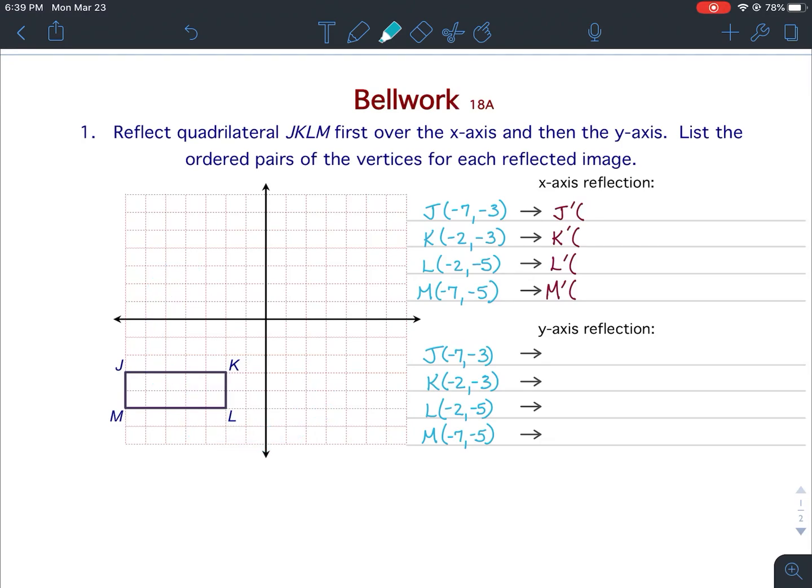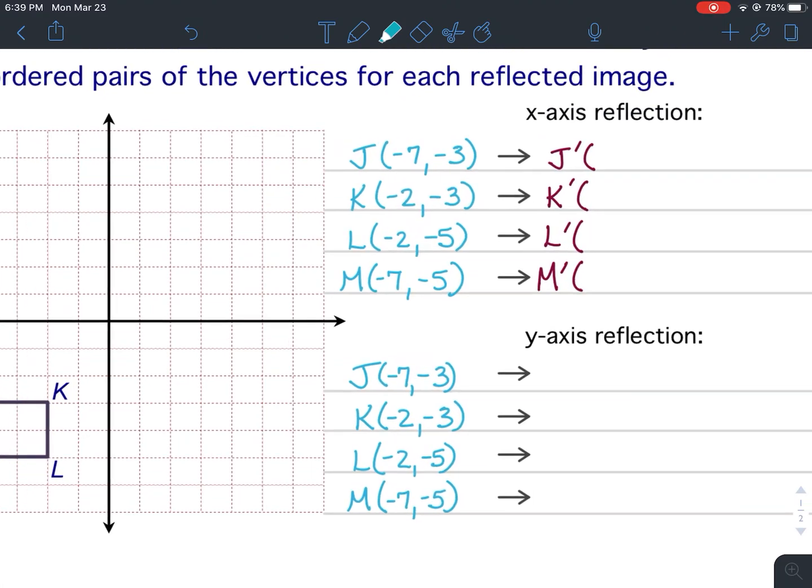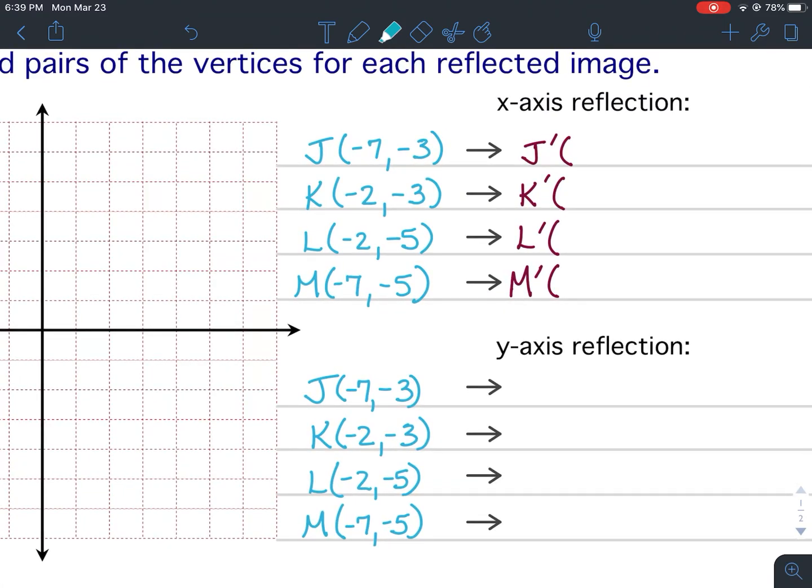So right now I would like you to take a moment, and because we're going to be reflecting the same figure twice, you're going to need to write down the original ordered pairs twice. So take a moment, pause the video, and write down your original ordered pairs for J, K, L, M, and do that twice. Once under the x-axis reflection and once under the y-axis reflection.